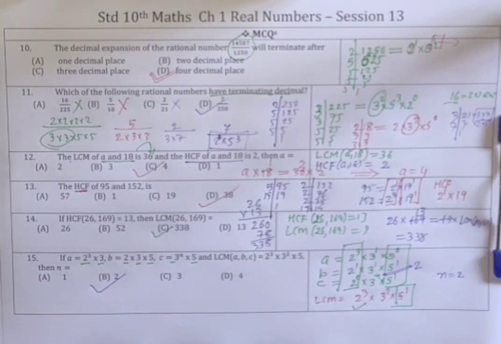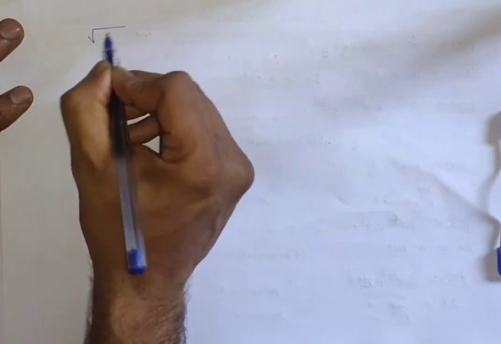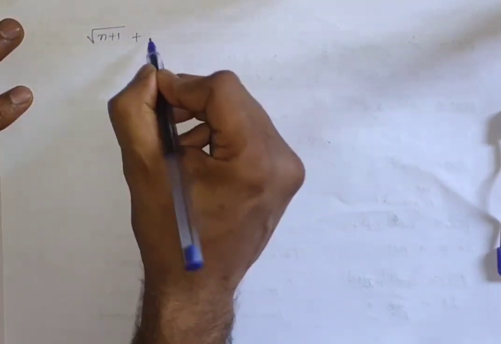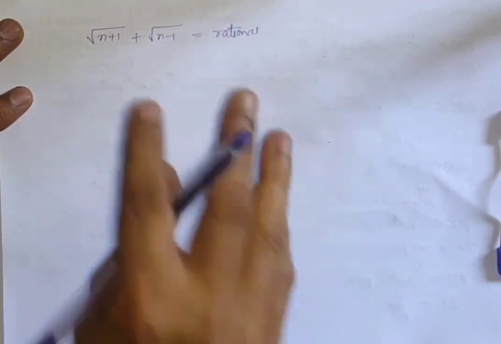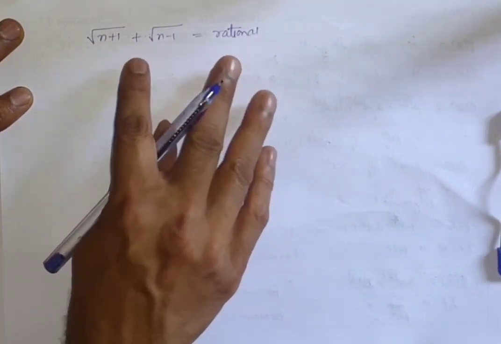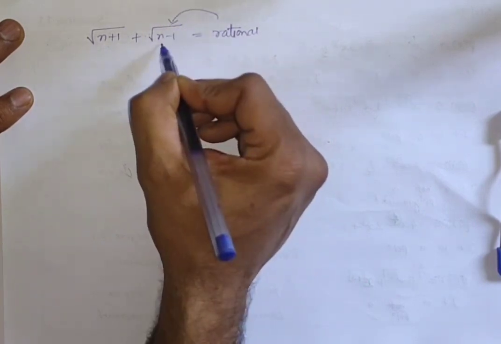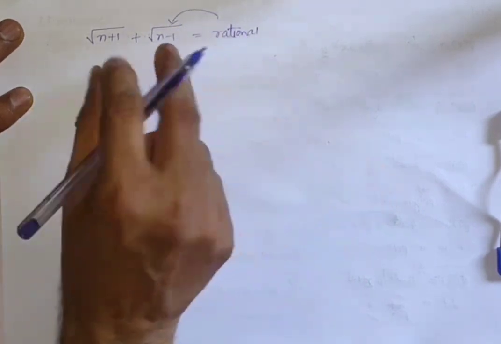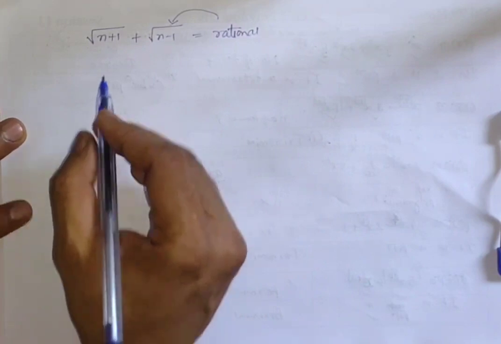I hope you have understood. Alright. I have promised you I'll do that sum again. Correct? So I'll just get a blank page. Okay. Wo question aisa tha ki root n plus 1 plus root n minus 1 is irrational. Nahi, actually it's not irrational. Okay, is irrational, but there's no value of n, positive integer, which will make this sum rational. So it's rational.